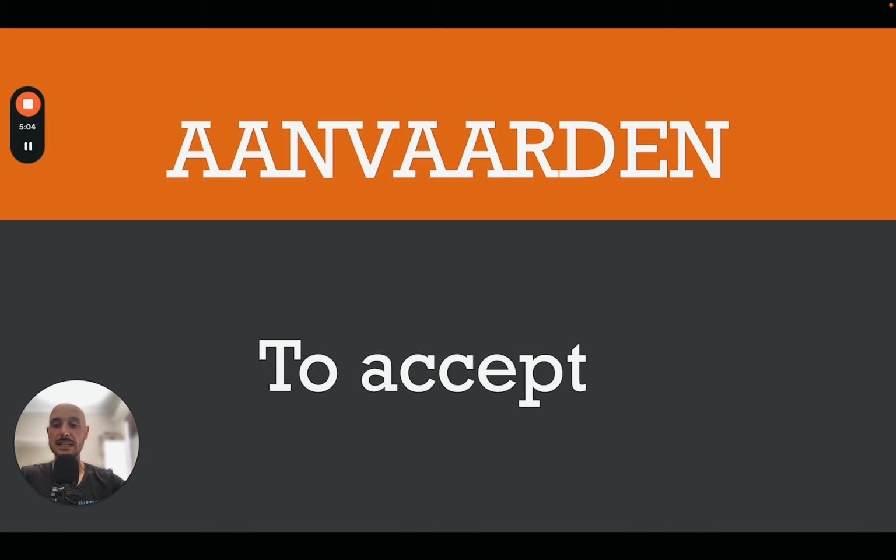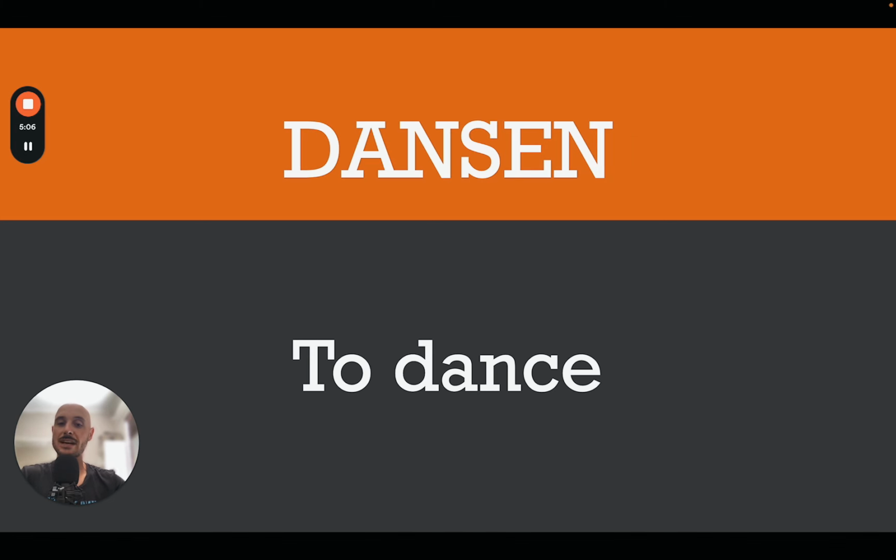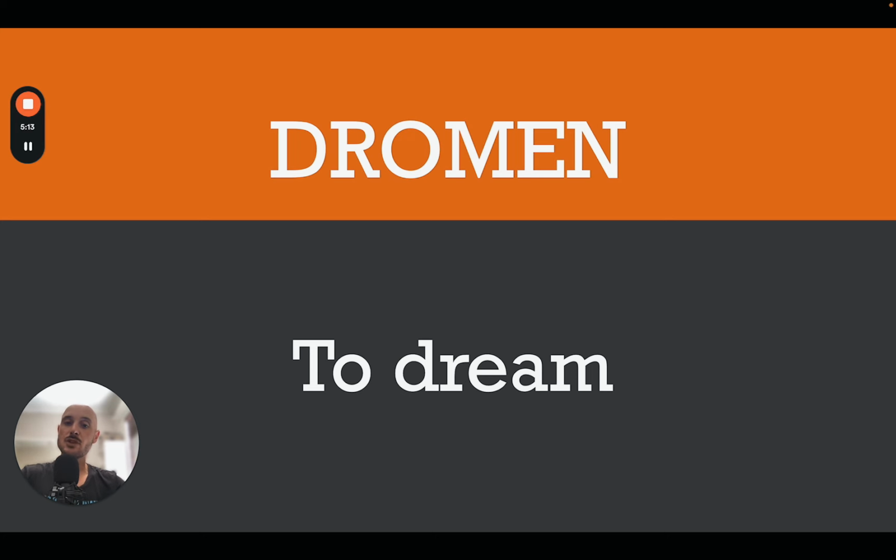Aanvaarden is to accept. We continue and then we have to dance. To dance, close to English, which is dansen, right? And then we have to dream, which is dromen. I'm sure by now in your studies, you have noticed that almost all the verbs in Dutch end on en in the infinitive form, all right? Dromen, zingen, dansen, and so on. So basically, that's the infinitive form of the verb, which is ending on en.